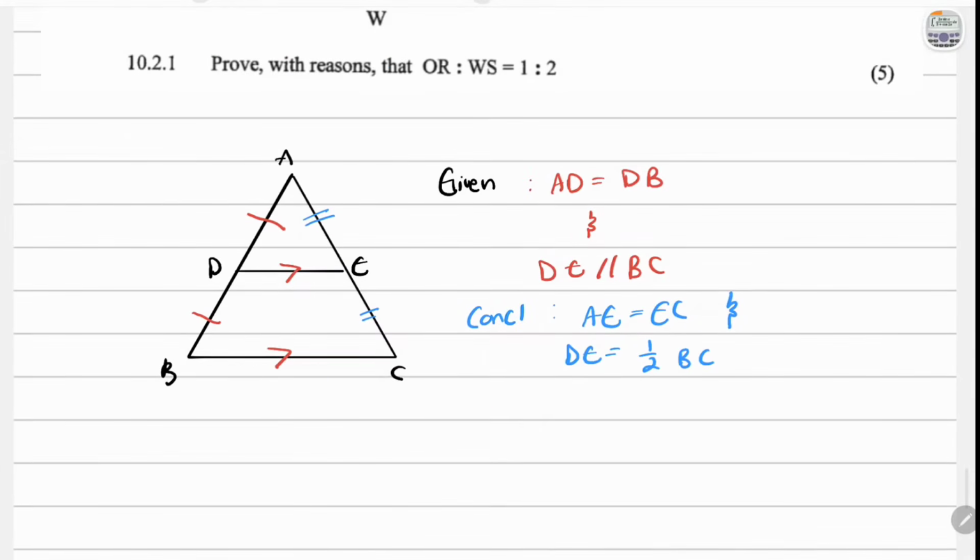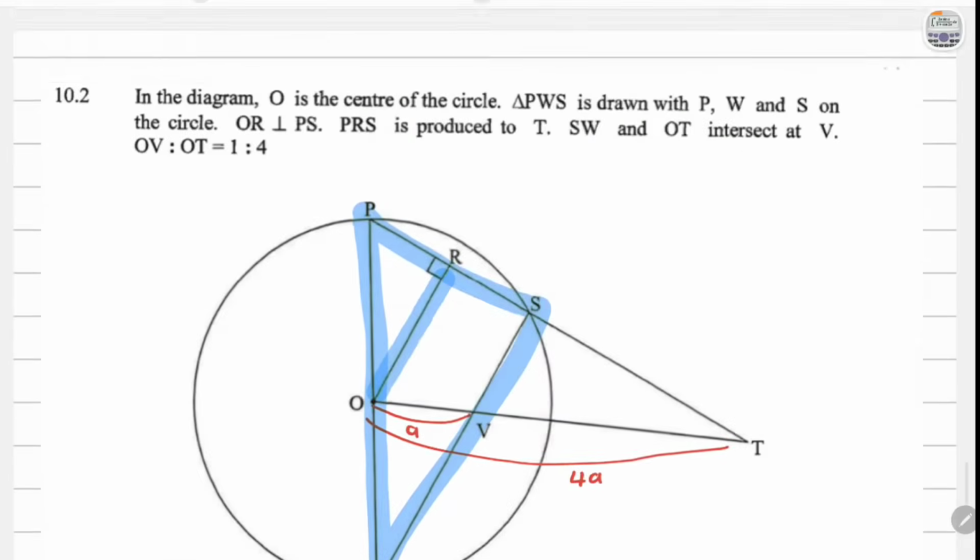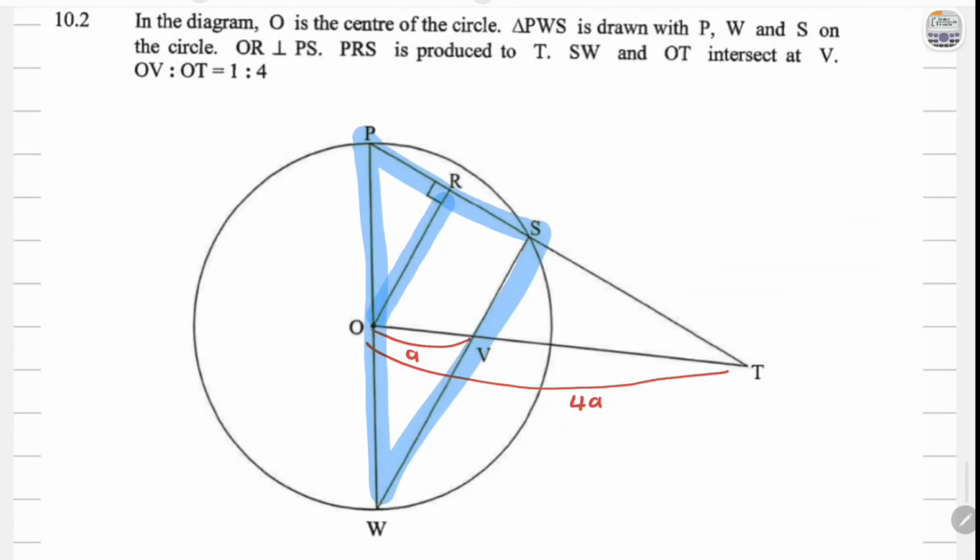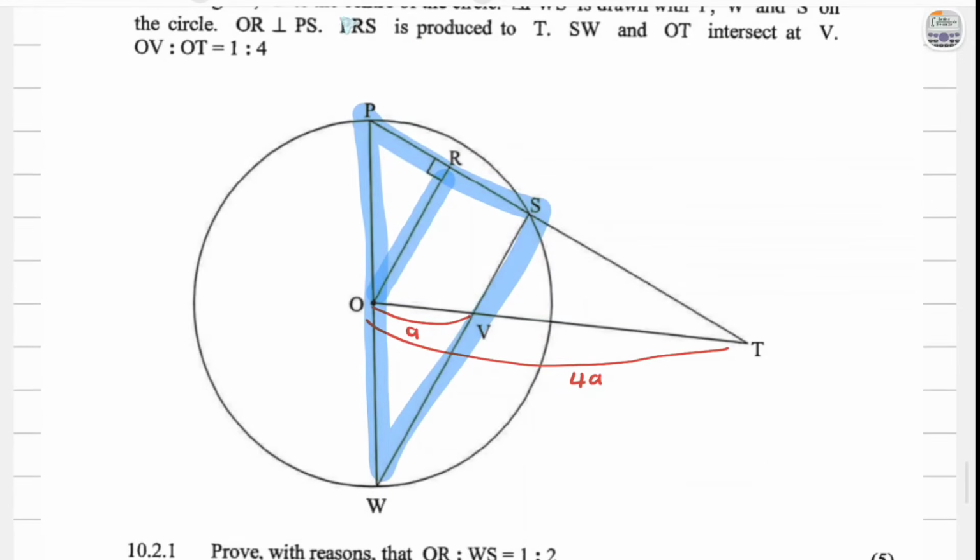We know that is the conclusion, but for this to be like the midpoint theorem, we're going to have to clearly have what is in red here. One side should be equal to another side, and then the two lines should also be parallel. So that's what we're focusing on. In this, we can already see it clearly here.